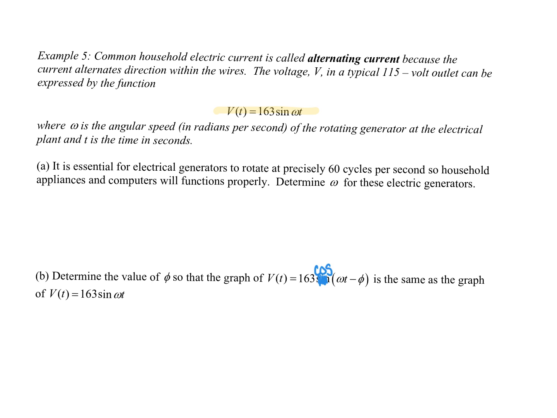So, part A says it is essential for the electrical generators to rotate at precisely 60 cycles per second so that household appliances and computers function properly. It's 60 because that's how our time is based. That's why our clocks change when they change, because it's detecting the electrical plant cycle of the electricity. So it says determine omega for these electrical generators. So let's do this.